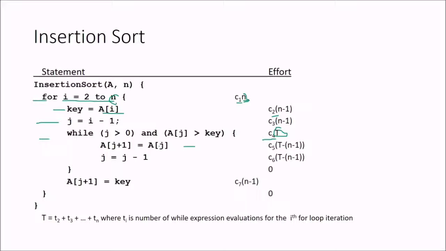What about this? Again, inside a loop, these two instructions, as we have argued, are going to run for whatever time the while is taking minus 1. So we have placed t minus (n minus 1) here, and t minus (n minus 1) here, right? So why this t minus (n minus 1)? Because this for loop is going to run for n minus 1 times.